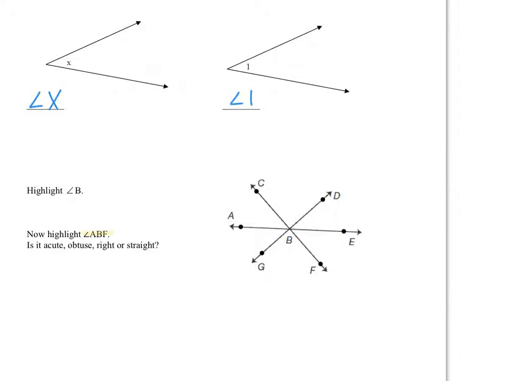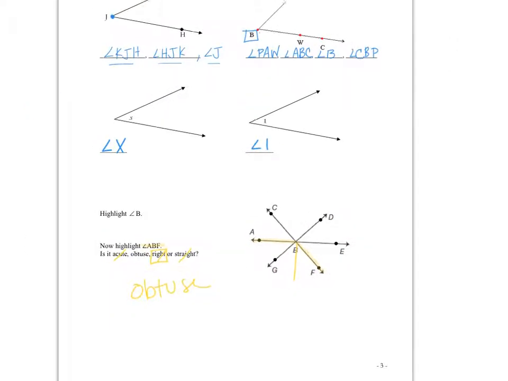Now highlight ABF. Start at A, go to B, and then go to F. That would be your angle. Obtuse, acute, right, or straight? Well, if we look, this is more than 90 degrees, but it's not a right angle or a straight angle. So it's not acute, right, or straight, so it has to be obtuse. A straight would be a straight line. A right angle would have to have a box in the corner. So there's a few things that would have to be true for it to be the other three.